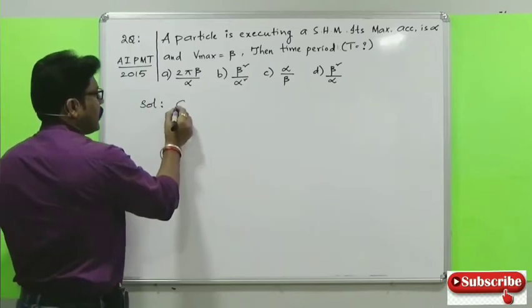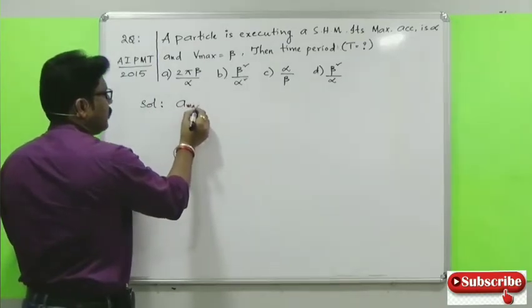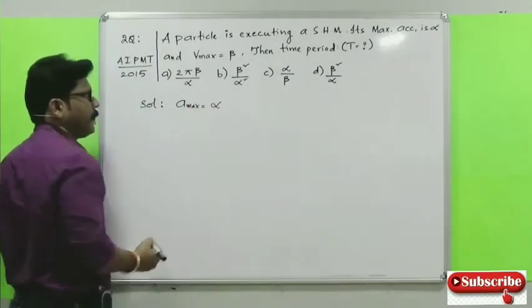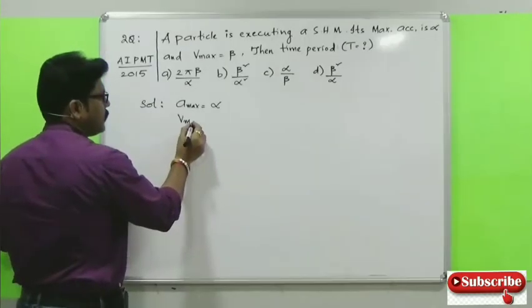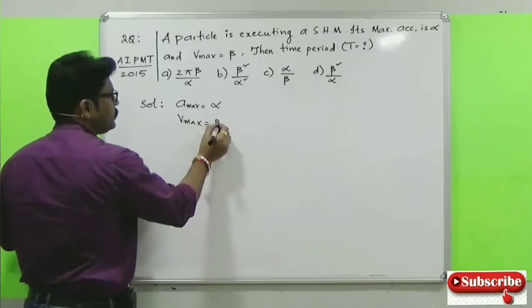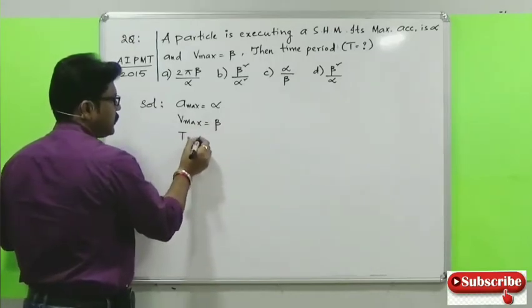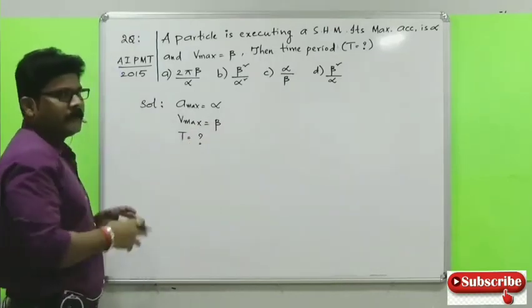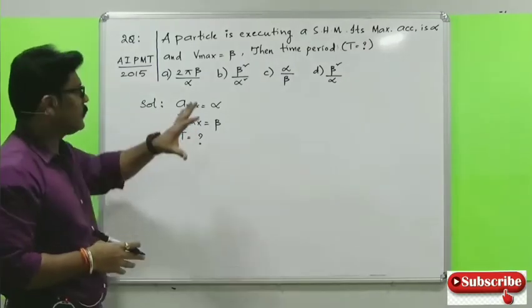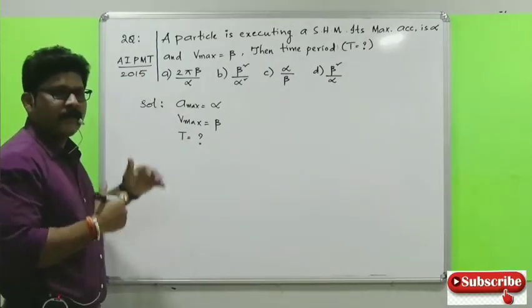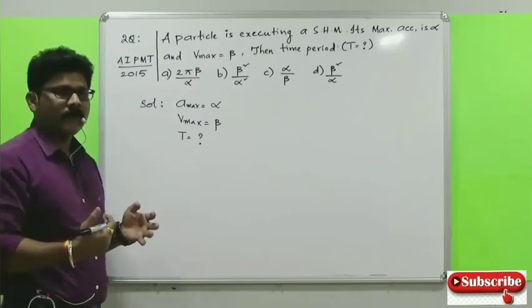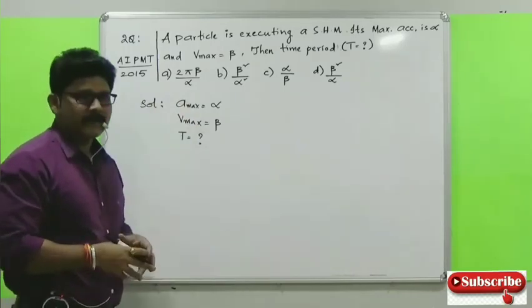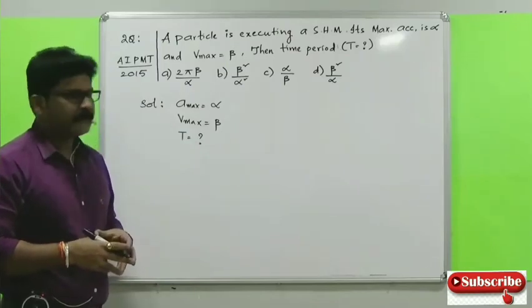Solution: maximum acceleration A max equals alpha, and the V maximum is given as beta. Then he is asking the time period. To do this problem, whether or not you have knowledge of this particular chapter on oscillations, how to do that one?